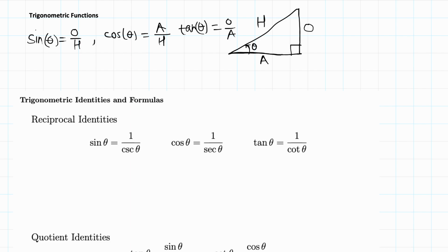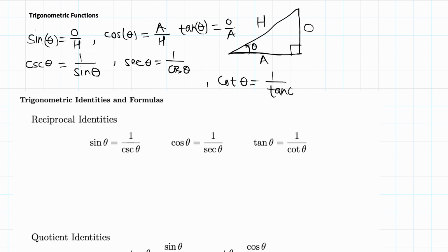And we have their reciprocals. If we flip the ratios, then we get cosecant theta. We were supposed to write parentheses, but we're just lazy, so we don't put parentheses. Cosecant is just the reciprocal of sine, h over o, or 1 over sine theta. The reciprocal of cosine would be secant. Secant is h over a, or 1 over cosine, and cotangent is just the reciprocal of tangent, adjacent over opposite, or 1 over tangent.